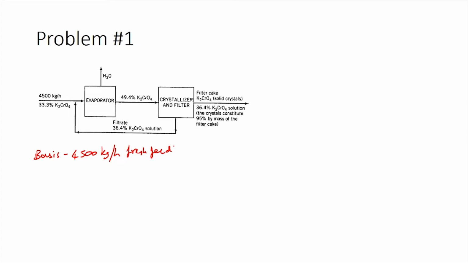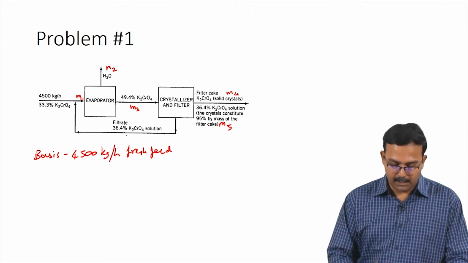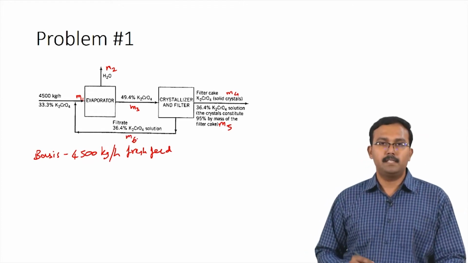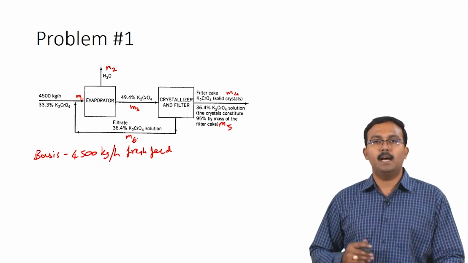Now let us label the terms which we need to calculate. So let us call the total feed entering the evaporator as M1 and the rate of evaporation as M2 and the feed rate to the crystallizer as M3, and amongst the product leaving we will call the mass of the solid crystals M4, and the liquid which is accompanying the filter cake as M5, and your recycle stream as M6.